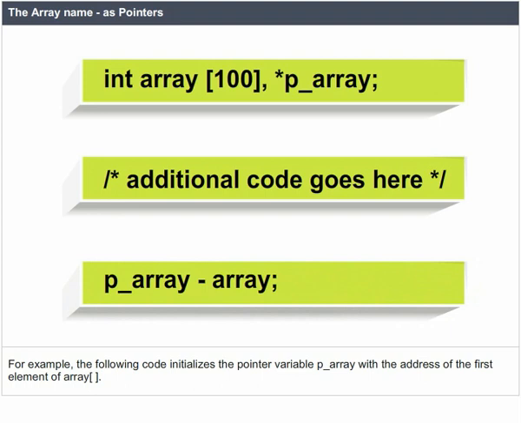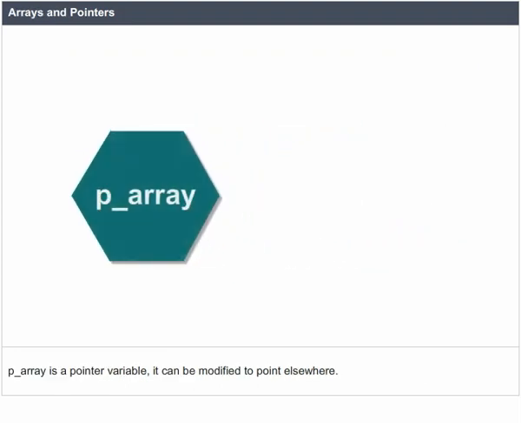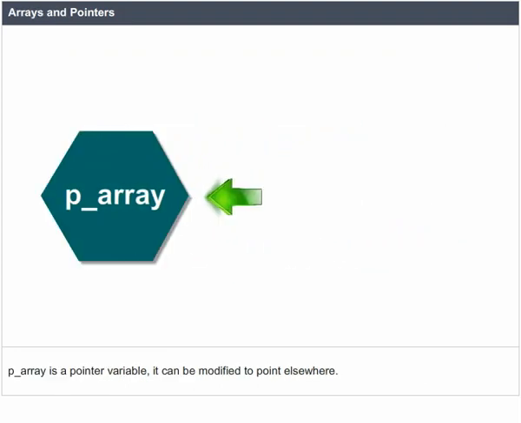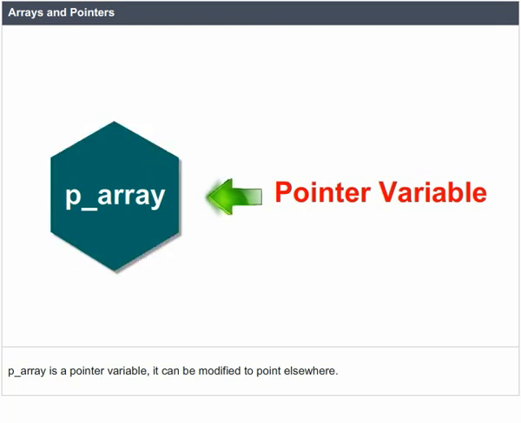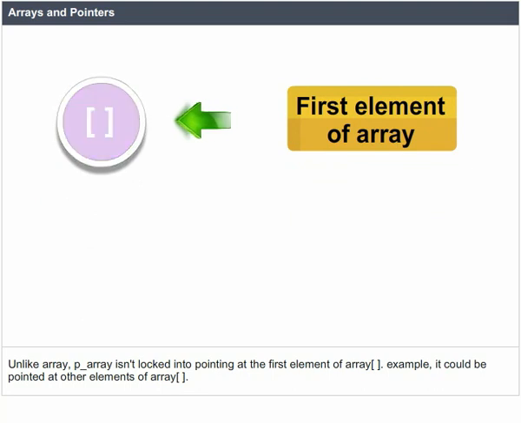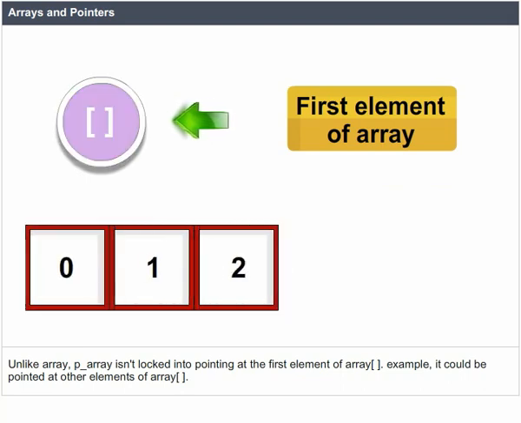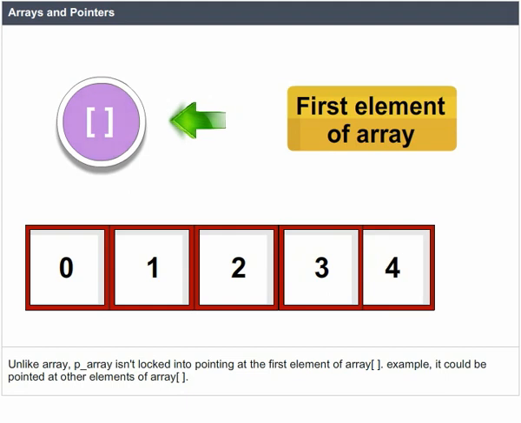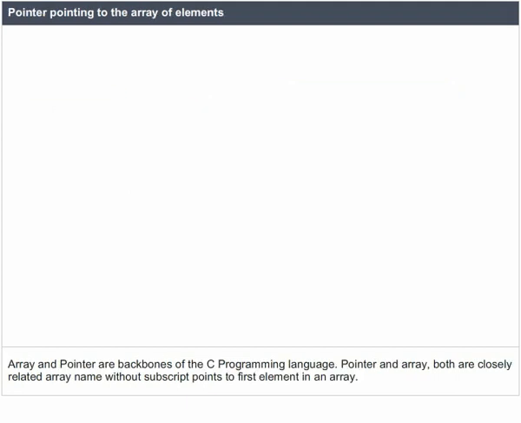Arrays and pointers. p_array is a pointer variable. It can be modified to point elsewhere. Unlike array, p_array isn't locked into pointing at the first element of array[]. For example, it could be pointed at other elements of array[]. A pointer pointing to the array of elements.